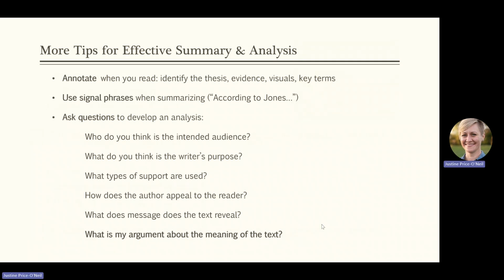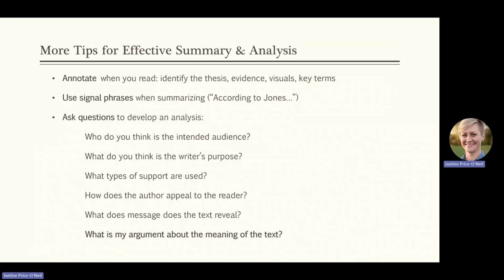All right, and then another few things here about additional tips just to make sure that you are effectively creating your summaries and analyses. So a good idea when you are first reading the text that you will be writing about is make sure that you are annotating when you're reading. So taking notes right on the document itself or on a separate sheet, however you like to take notes, but you want to identify things like the thesis. What is the evidence that supports the thesis? Are there any visuals that are used? What are the key terms the author relies on? And also thinking about using signal phrases when you are summarizing within your work, something like according to Jones, dot, dot, dot, completing that statement, but we're referring to Jones, who's the original author.